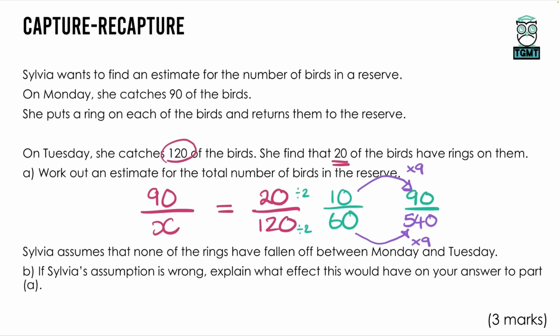Now that x on the bottom, that 540 on the bottom, is what we are estimating to be the total number of birds in this reserve. So our final answer is 540.